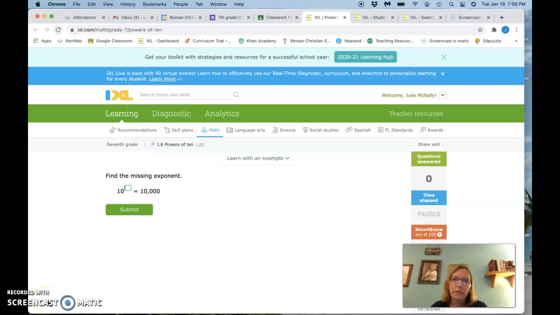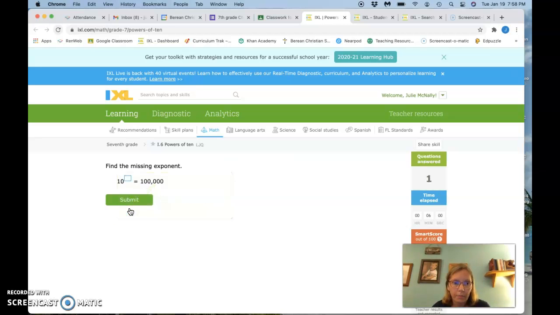Okay, so here are a few examples of today's IXL, which is I.6 Powers of 10. So what we're going to do for this first one is look at how many zeros there are in that big number, and that's going to be my exponent. So I see four zeros. I thought it was five, but it's four. All right, so however many zeros there are, you count them, put that in the exponent, and that's your answer.